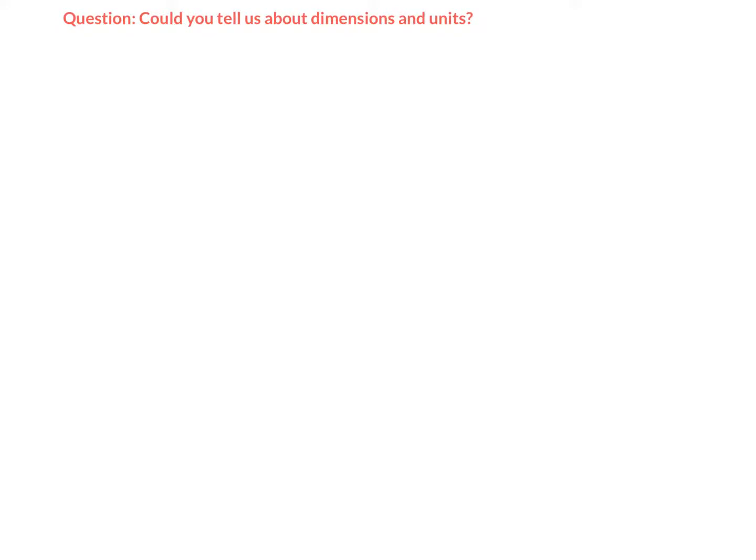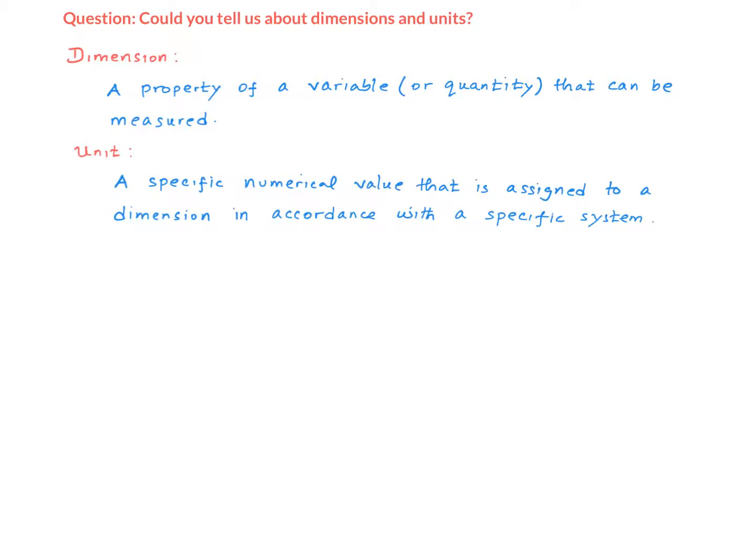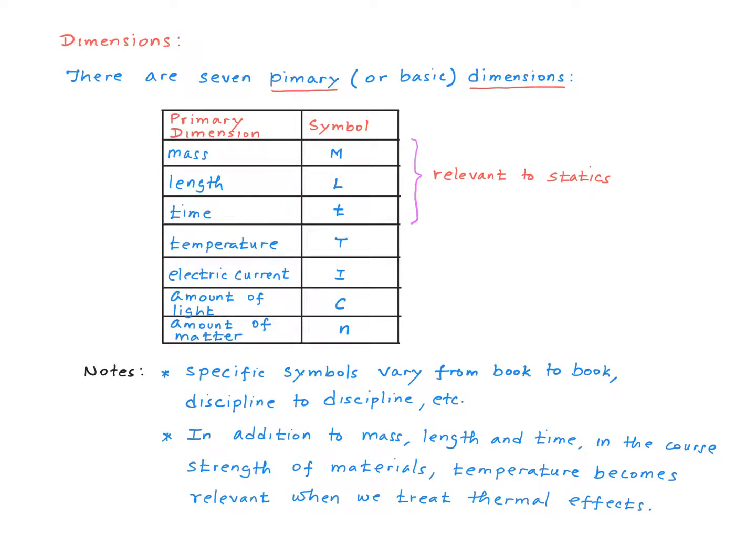The question I have is, could you tell us about dimensions and units? Dimension can be described in a number of different ways. This is one way: dimension is a property of a variable or quantity that can be measured. A unit, on the other hand, is a specific numerical value that is assigned to a dimension in accordance with a specific system. In mechanics, there are 7 primary dimensions.